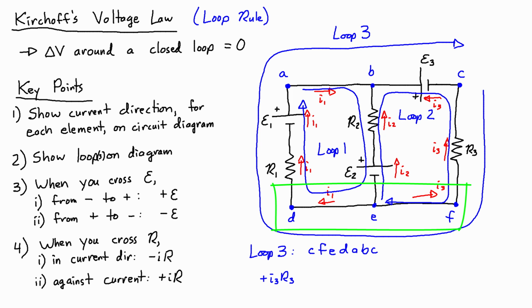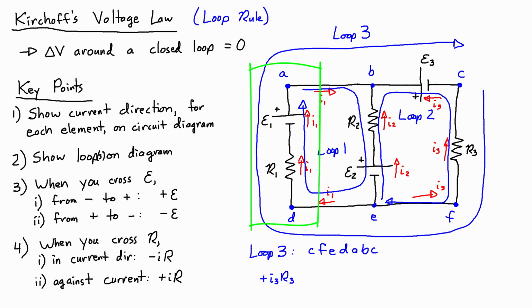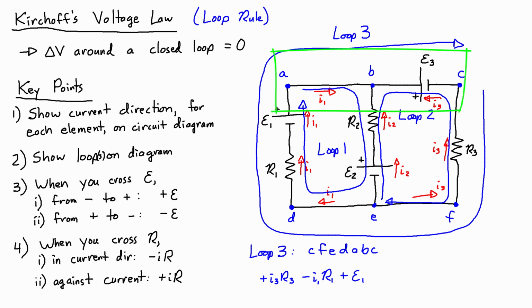From F to E, there's nothing. From E to D, there's nothing. From D to A, I'm going in the direction of the current I1, so I have minus I1R1. Then I'm going up the EMF from negative to positive, so I have plus epsilon 1. Then going from A to B, there's nothing. From B to C, I'm going down that EMF 3, so I have minus epsilon 3. And I'm back at C at that point, so the loop is closed, and I can write that it's equal to 0.